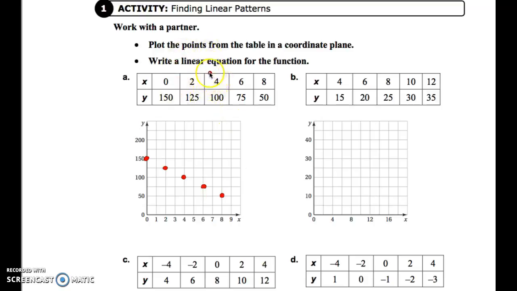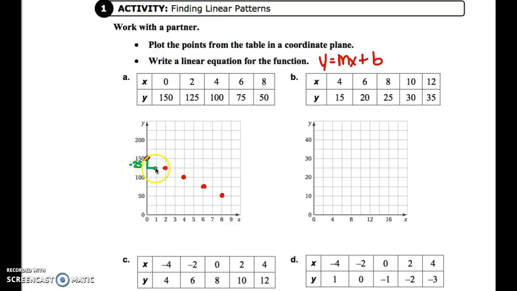Then it says to write a linear equation for the function. So remember, with our equations, we want them to be y equals mx plus b. So remember, b is your y-intercept. Where does this cross the y-axis? And if I look, I notice that it crosses at 150. And then the m is your slope. Okay? So if you look at your graph, each line is going by 25s. So we're actually going down 25, so that makes that a negative 25.